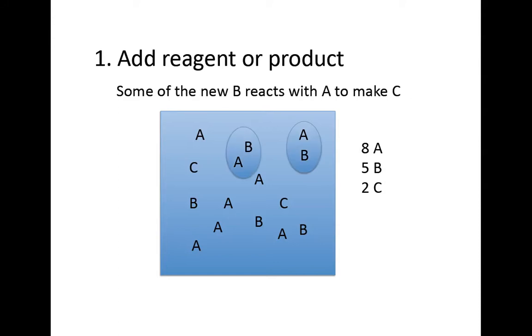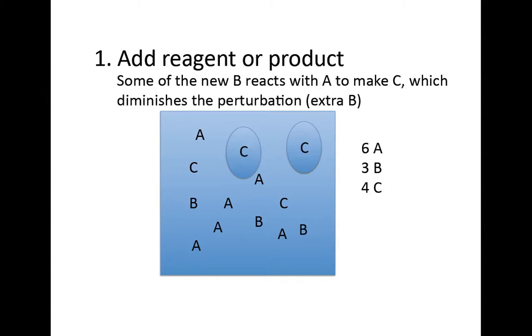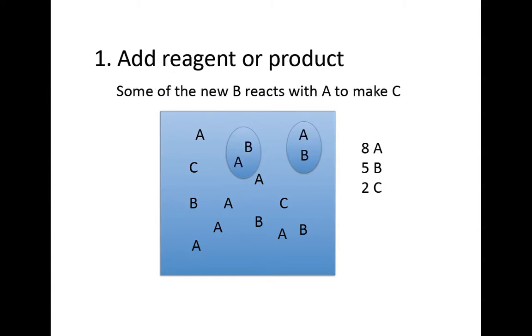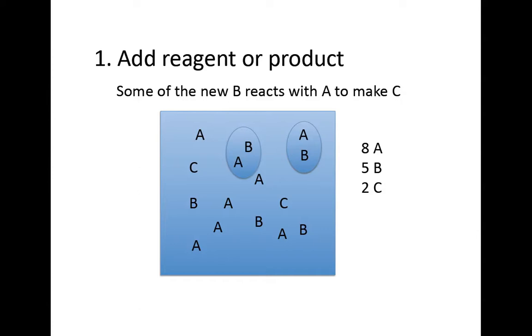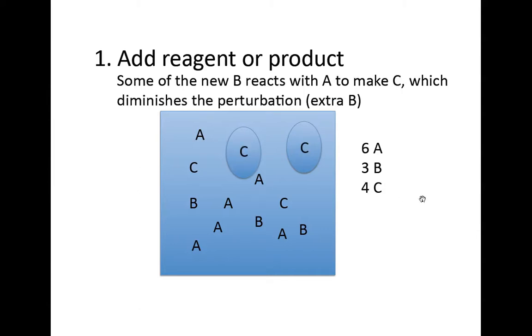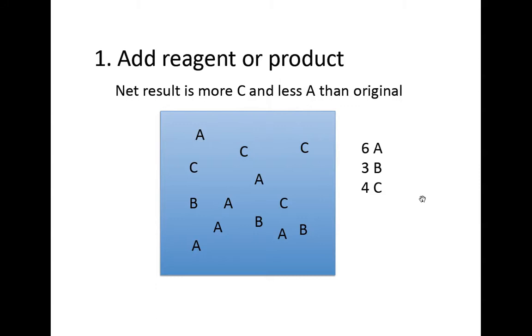Now, how is the system going to respond? Well, it's supposed to respond in a way that diminishes the perturbation, so it's supposed to respond in a way that gets rid of some of the B's. There are more B's here, and there are some A's available. So some of the new B will react with A to make C, as you can see there. Now we've lost some of the A's, and also lost some of the new B's, and we are making some more C's, as you can see down here. The net result is more C, which is the product, and less A than in the original.